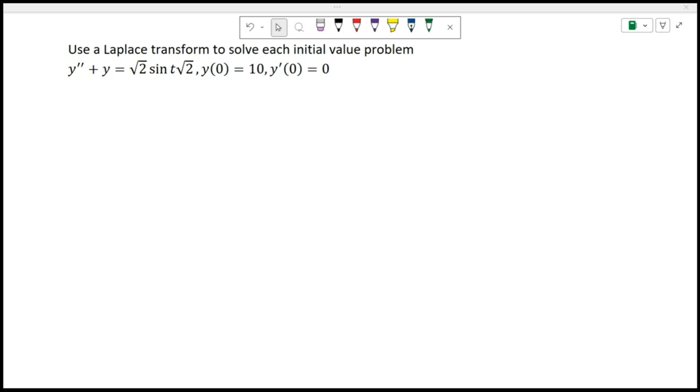So here I have y double prime plus y equals the square root of 2 times the sine of t times the square root of 2. And my initial conditions are y of 0 equals 10 and y prime of 0 equals 0.